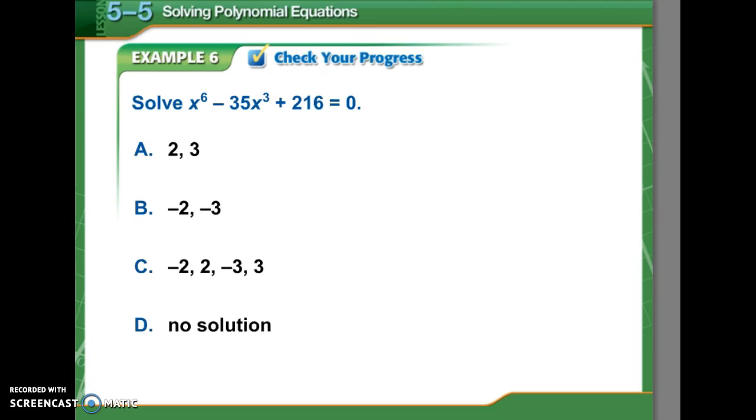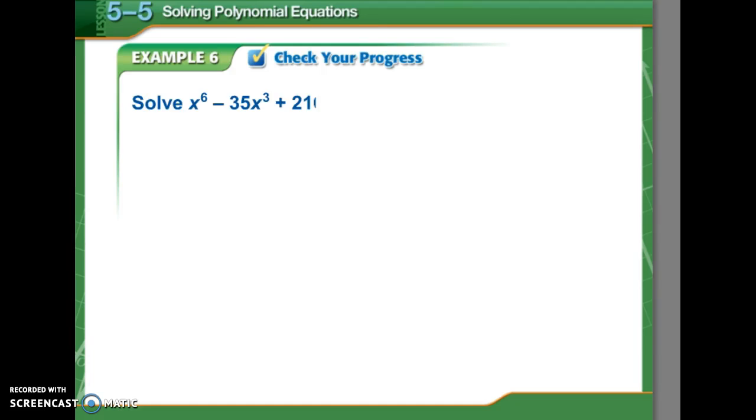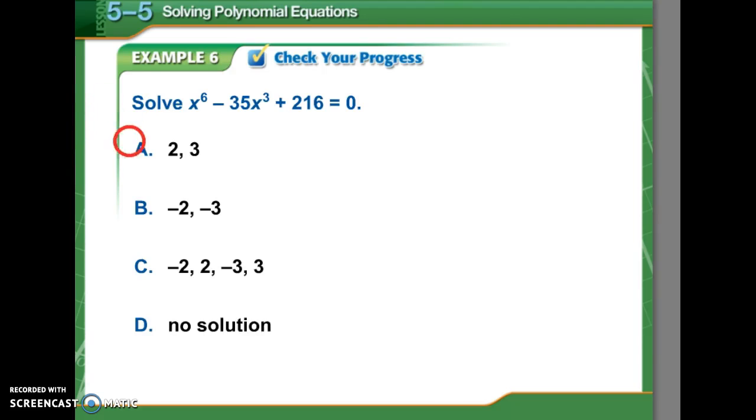All right, check your progress problem. Pause the video as long as you need, and when you have your answer, come on back to this. Answer should pop out to you pretty quickly though. Okay, our answer to this problem is A. It's not -2 and -3. If you're unsure about this, you can ask me in class and we can go over why this problem only has 2 answers instead of 4.